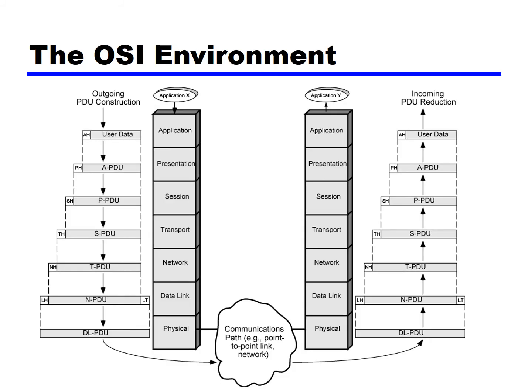The OSI environment: outgoing PDU construction and incoming PDU reduction. This is the communication path, for example a point-to-point link or network. Application X contains application, presentation, session, transport, network, data link, and physical layers, and the same in application Y.